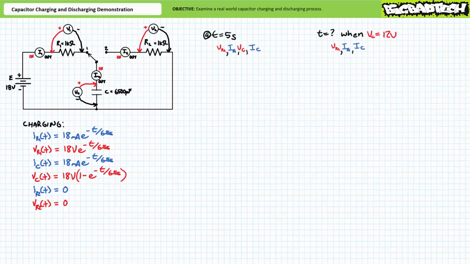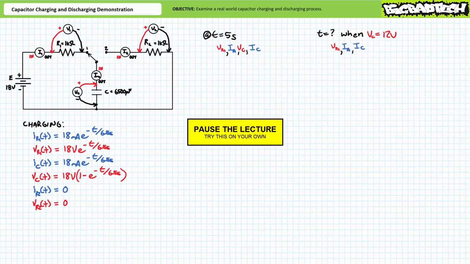See if you can determine the instantaneous values of current and voltage for all elements involved in the charge process at time t equals 5 seconds, just a little bit before one time constant. Additionally, see if you can determine the time value when the capacitor is charged up to 12 volts. Once you've solved for this moment in time, determine the instantaneous values for the remaining properties at this same time. By all means, pause the lecture and try this on your own.